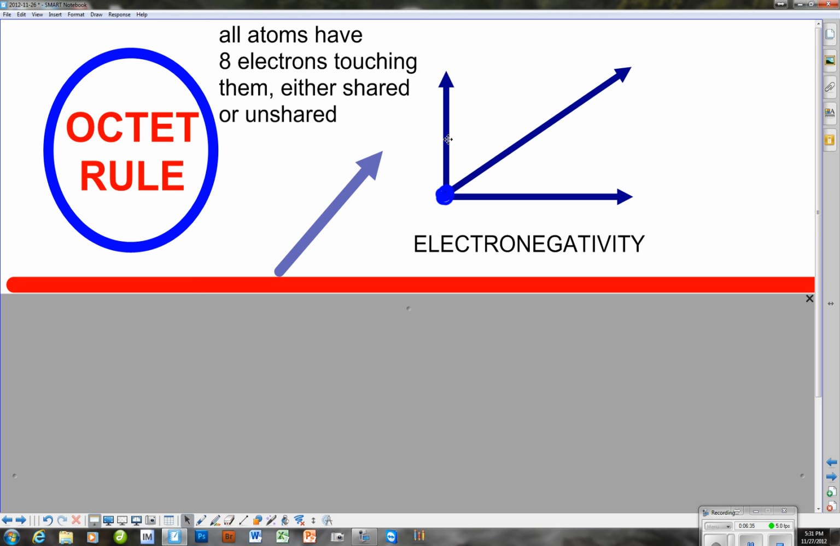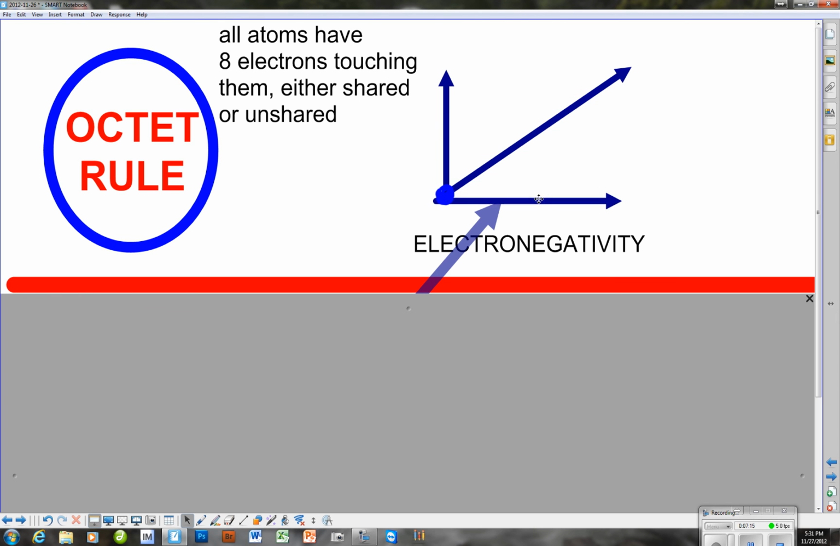So as we go up a family, a group, or a column, however you want to refer to them, as we go up, we are going to have an increase in electronegativity. My arrows always point to direction of increase. As we go across into the right, we have an increase in that direction, and as we go here and have the trend for a period or row on the periodic chart, it applies to period 7 as well as period 6, 5, 4, 3, 2, and 1.